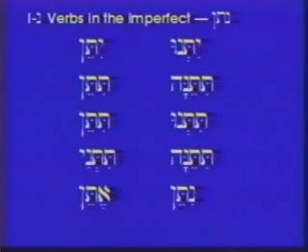This is the full paradigm of natan and the imperfect. You can find, if you can't see it on the screen, it's in your textbook in the appendix. I think it's appendix 4F, if I remember correctly. But it is in the appendix in the back. No, I'm sorry, not 4F. Page 250. 4E. Okay, good.